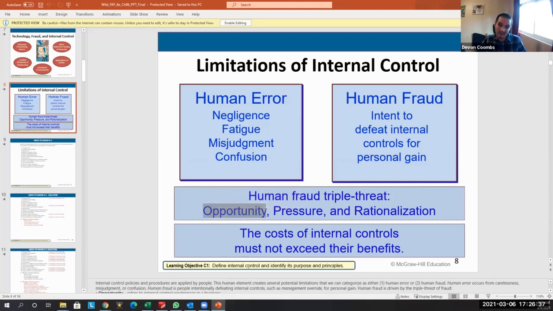And then the key issue here with everything in accounting is that the costs of internal controls can't exceed their benefits. Like for a McDonald's, I can't have a manager check every single person's transactions because it'd be too expensive. So we have to take some kind of risk and find a way to make it cheap.